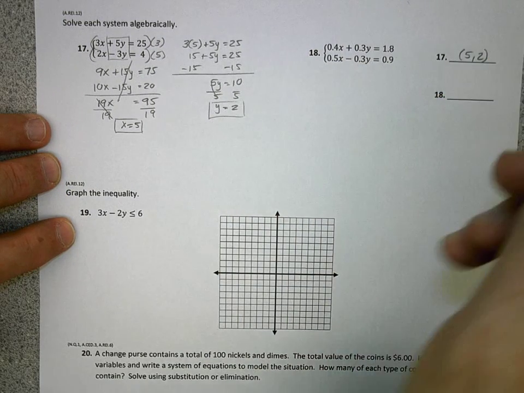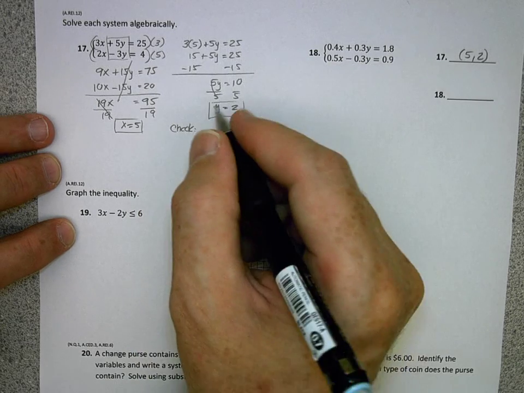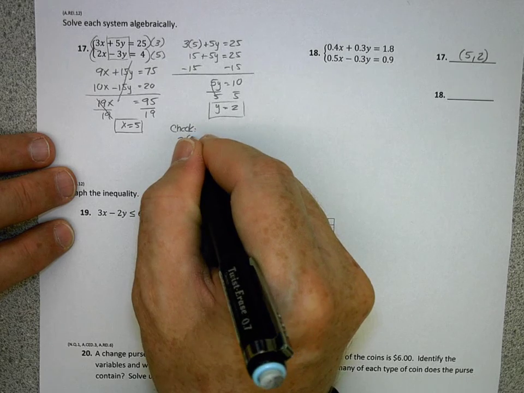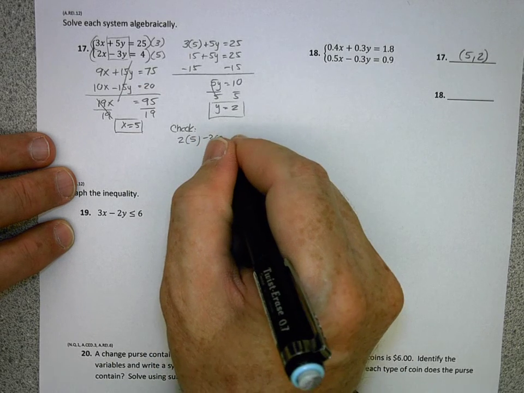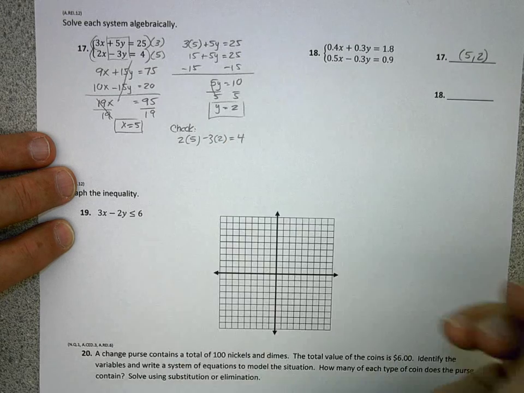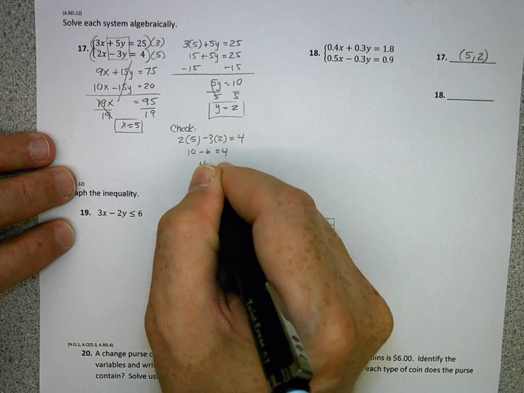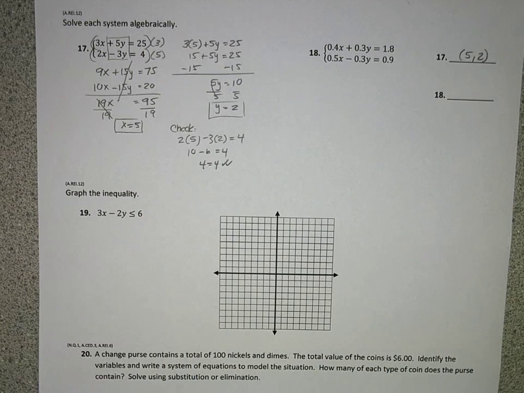If we want to check our answer, which is always good for a test, plug it into the other one and see if it works. Does 2 times x, minus 3 times y, which is 2, does that equal 4? Well, let's see. 10 minus 6, and sure enough, 4 equals 4. So I know I did the math right and that we have it correct.